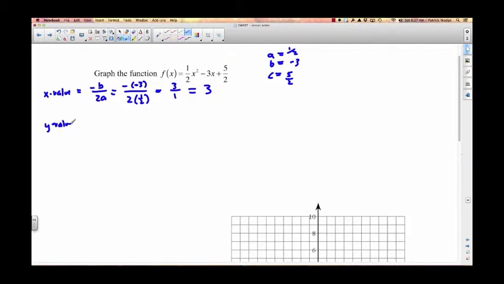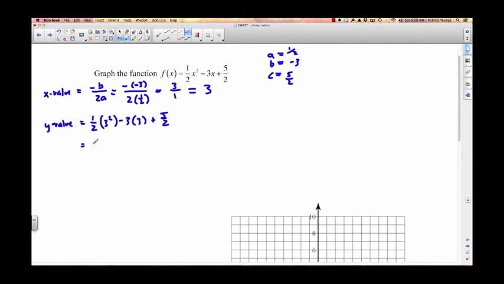Now you could use that, I can't even remember it, what is it, 4ac minus, I have no idea actually, because I never use it. What I do is I plug this 3 into both of these x's here. So I get 1/2, then I have 3 squared, minus 3 times 3, plus 5 over 2. Okay, so I have to do 3 squared first. 3 squared is 9 times 1/2 equals 4.5, or you could use fractions. I think decimals work out pretty nice here actually.